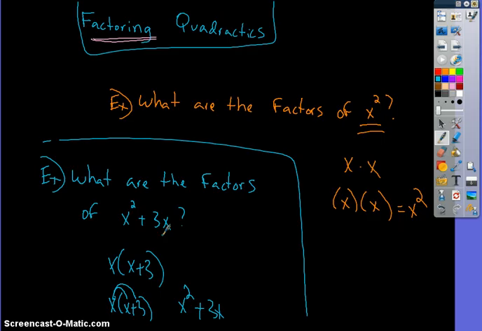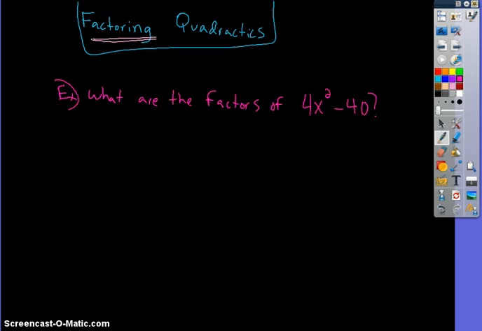So the factors of x squared plus 3x are x and x plus 3. You might write it this way: x in parentheses, x plus 3 in its own parentheses. All those mean the same thing, the product of those two equaling a larger number. Okay, I've got another one just like the last one you saw. It says, what are the factors of 4x squared subtract 40x?